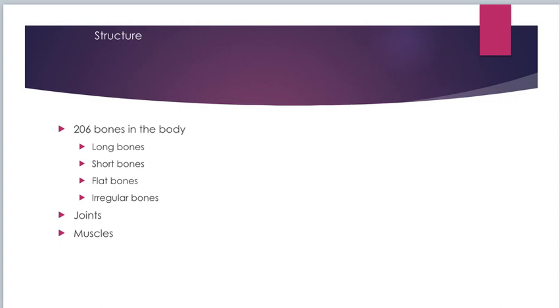There's about 206 bones in the body, and then we've got our joints and our muscles. The musculoskeletal system is the second largest body system. Bones account for 99% of the calcium in the body and about 90% of the phosphorus. Joints are a space in which two or more bones come together. There are three types of joints in the body, depending on how movable they are.